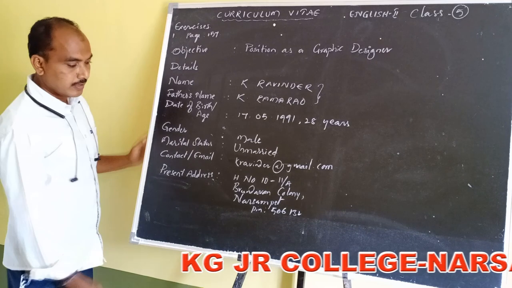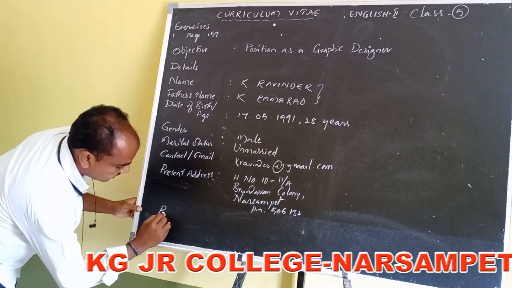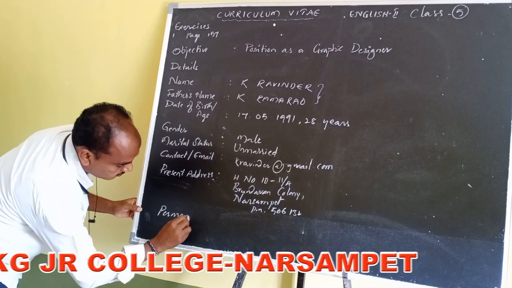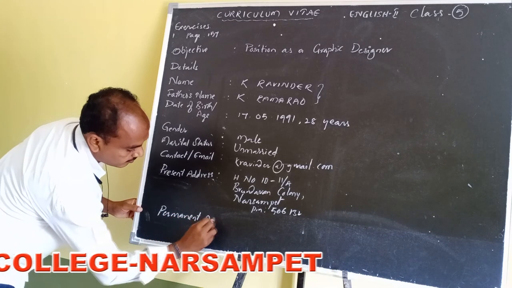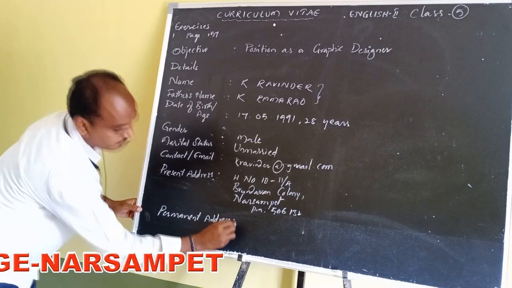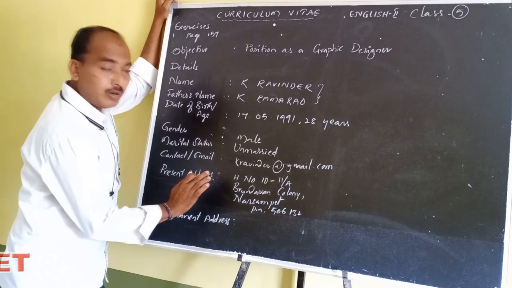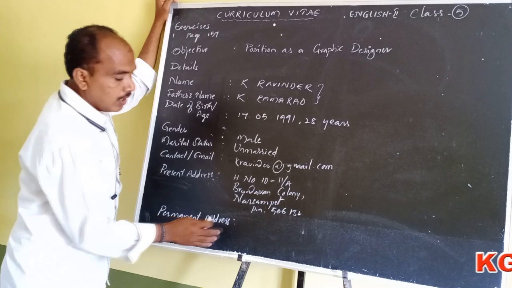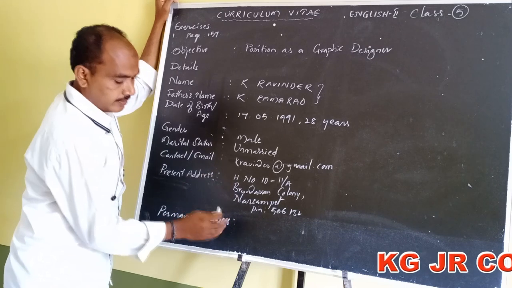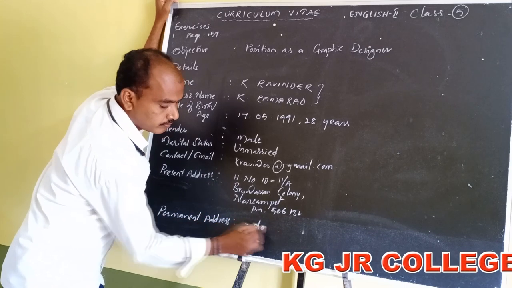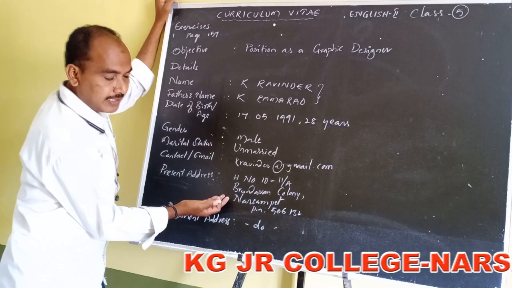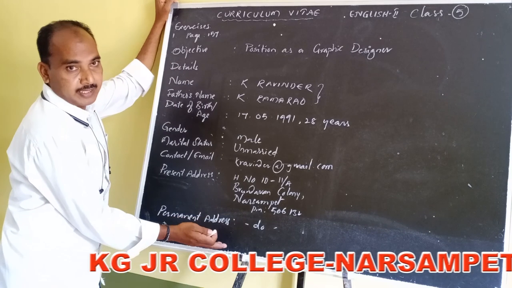The next, permanent address. If the permanent address is also the present address, you don't write it again. Just write that both are the same, present address and permanent address are both the same.